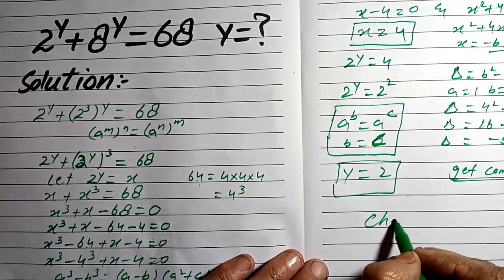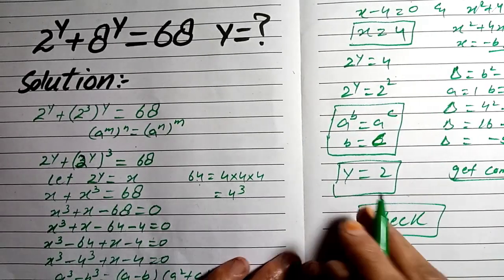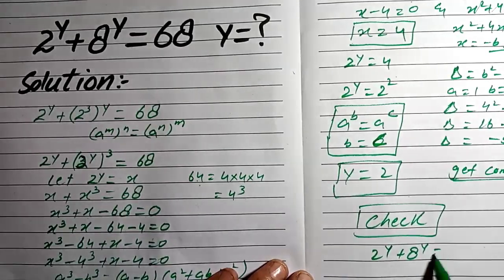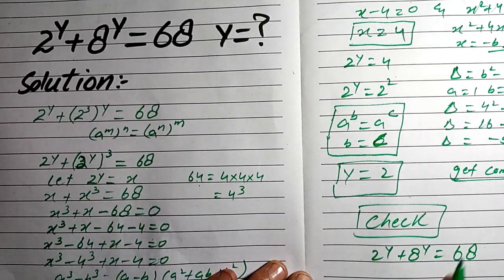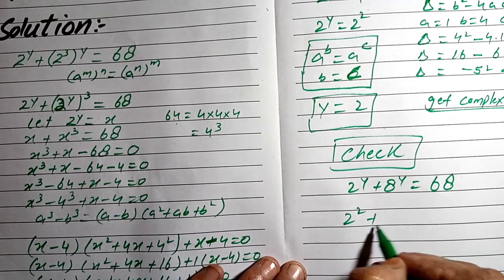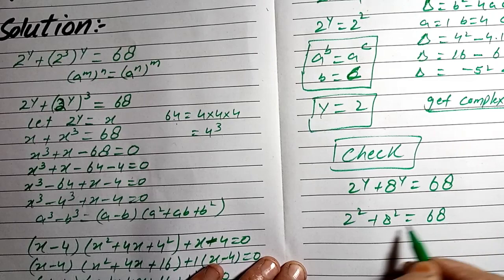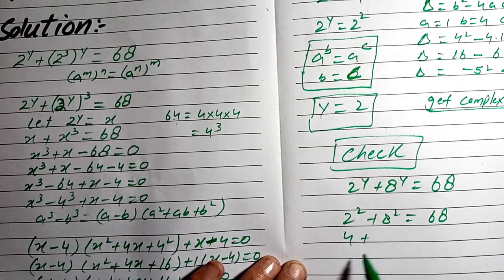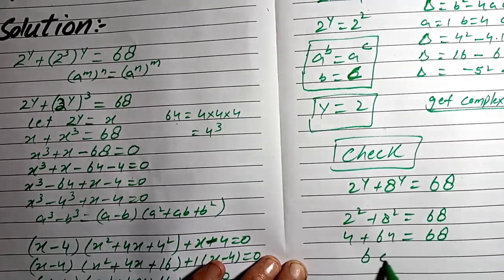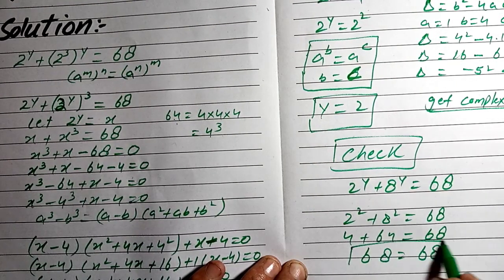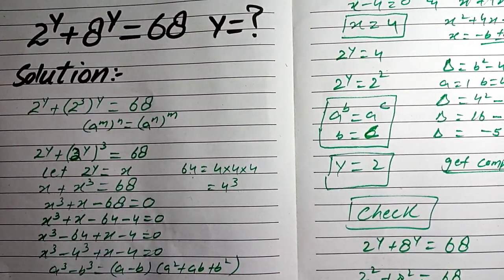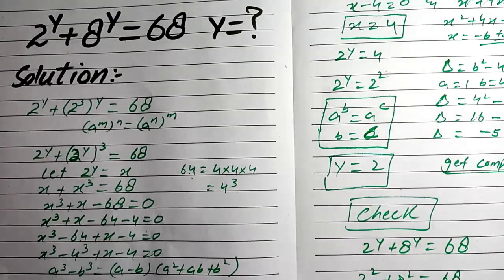So we can check our answer. Our question is 2^y + 8^y = 68. Putting in the value y = 2, we get 2^2 + 8^2, which is 4 + 64 = 68. So 68 equals 68. So this is our final answer to this question. Thanks for watching.